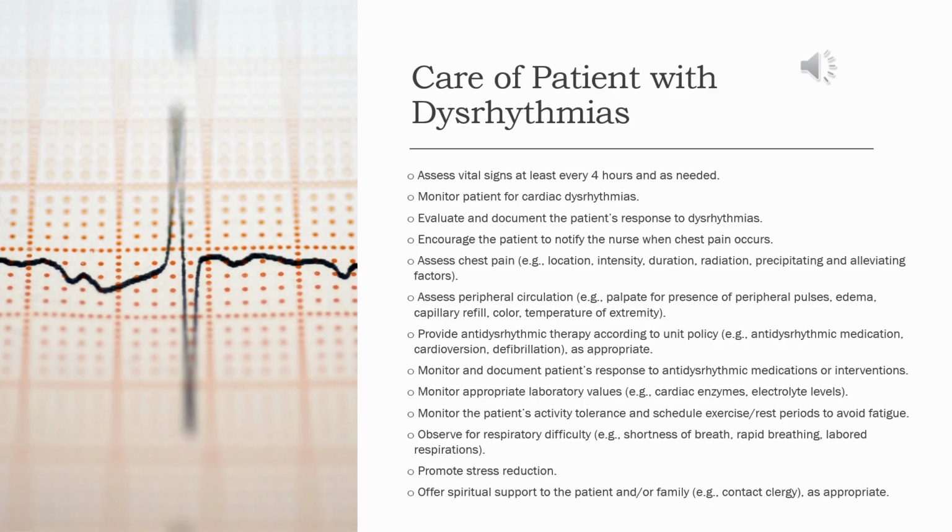First is going to be vital sign monitoring and assessment. So we begin with frequent vital sign assessment at least every 4 hours or as needed. Continuous monitoring is very important because sometimes those subtle changes in heart rate, heart rhythm, blood pressure, or even the respiratory status can indicate that we've got a worsening dysrhythmia on our hands. We also need to evaluate and document the patient's response. Not all dysrhythmias are going to be symptomatic. So this is why recognizing early warning signs is so important.